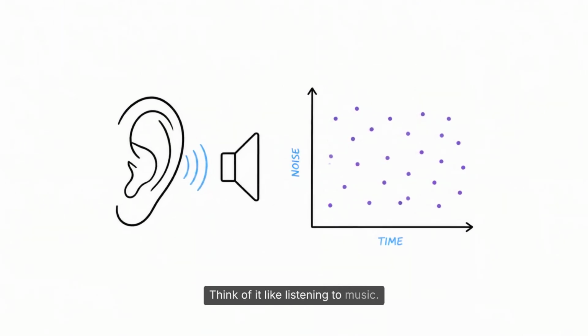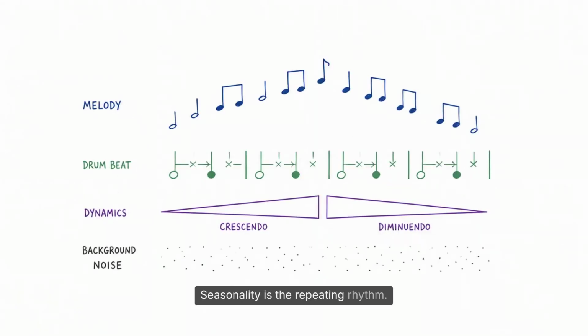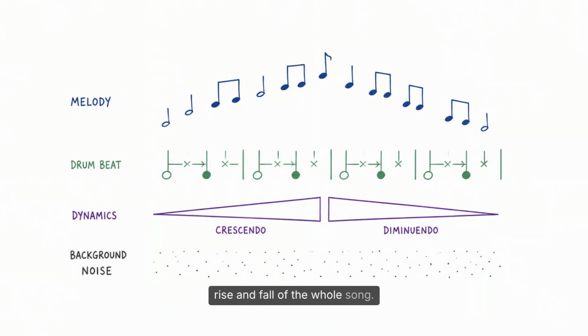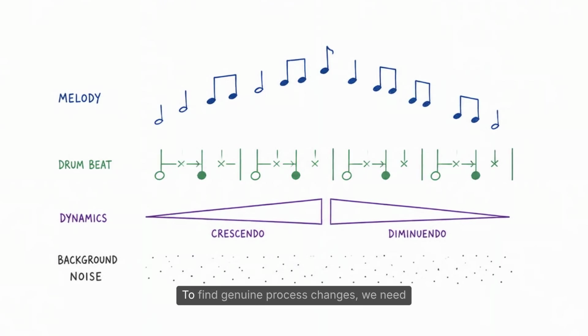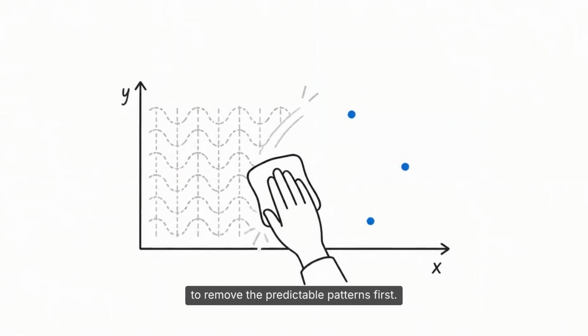Think of it like listening to music. The trend is the melody. Seasonality is the repeating rhythm. Cyclical variation is the rise and fall of the whole song. Residual variation is the background noise. To find genuine process changes, we need to remove the predictable patterns first.